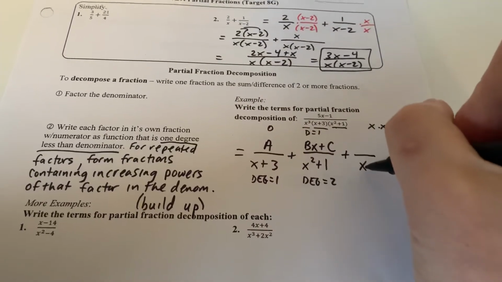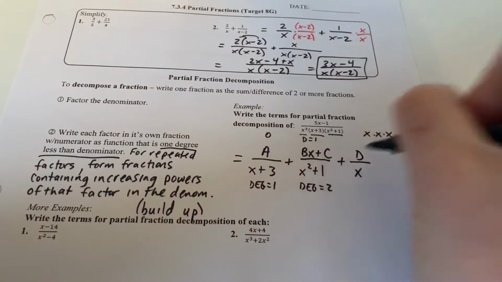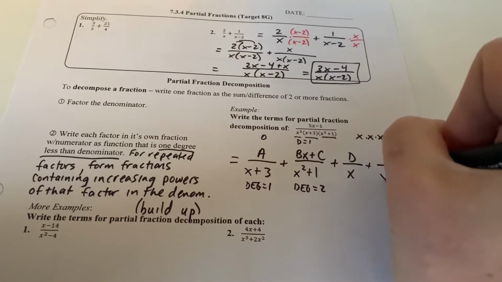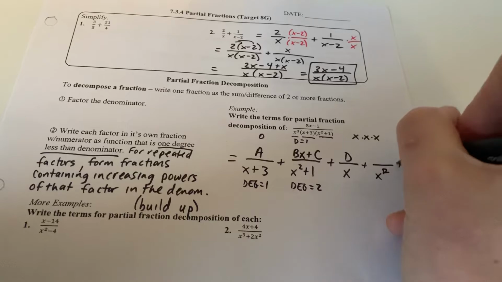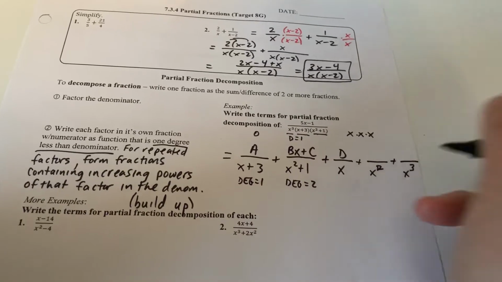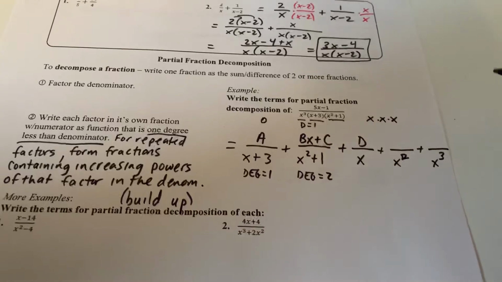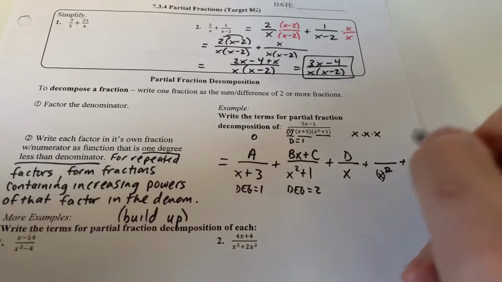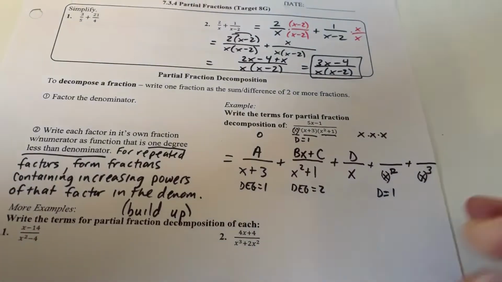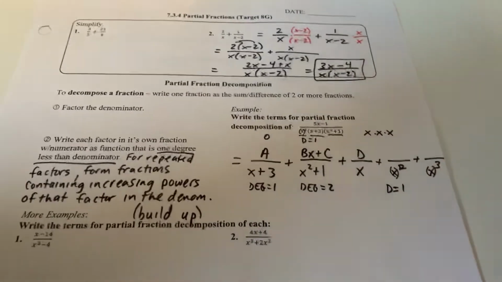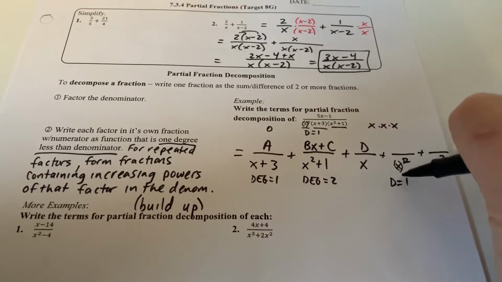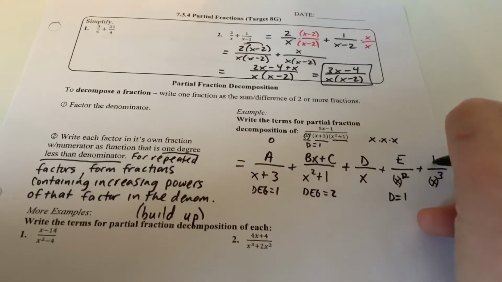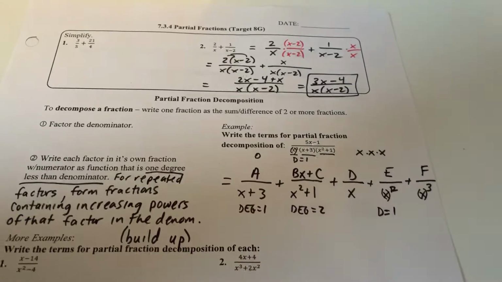So the degree here is 1, so on top of that I want degree 0. We're going to go with the next letter, that's d. And now we're going to build up. So we need x squared, and after that, we need x to the third. Now our quantity here is actually just x, so I'm going to consider all of these to be degree 1. The power is from building up. So with degree 1, the numerator would be degree 0. We're going to put an e here, and we're going to put an f.